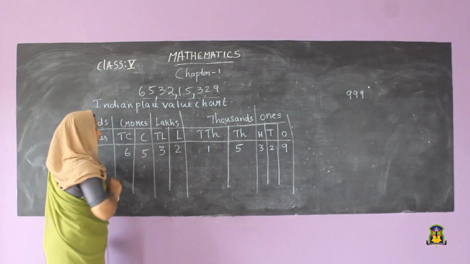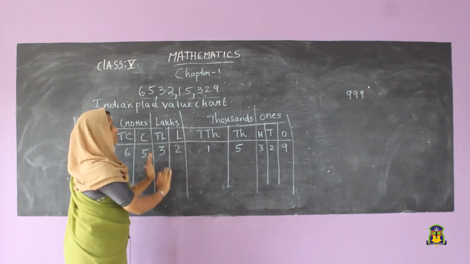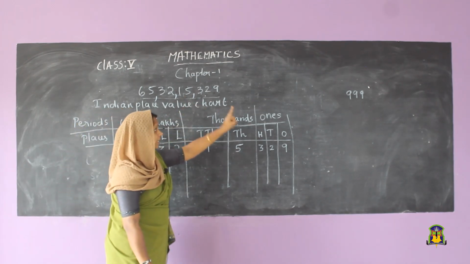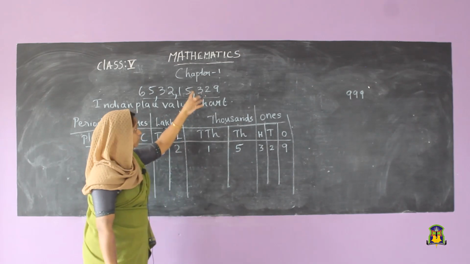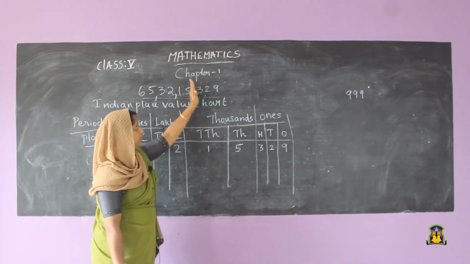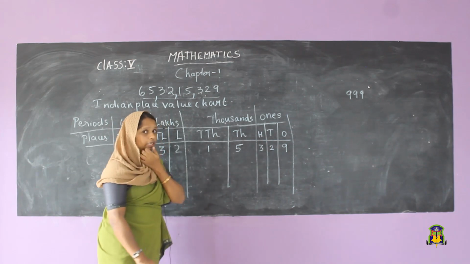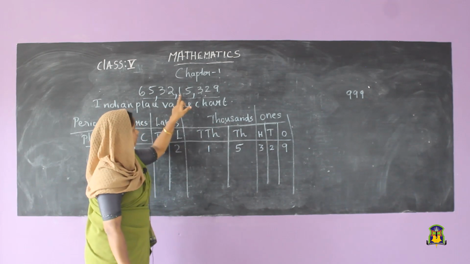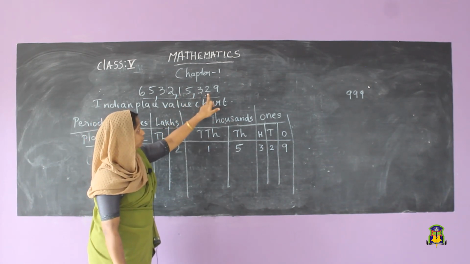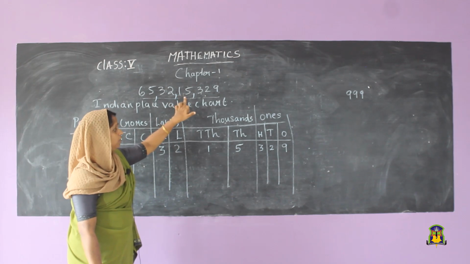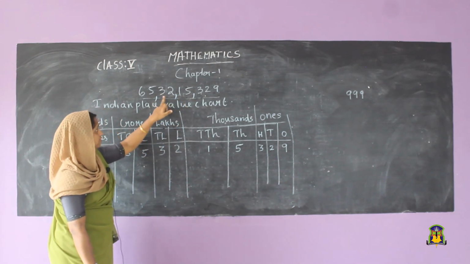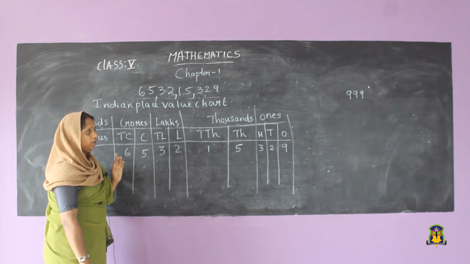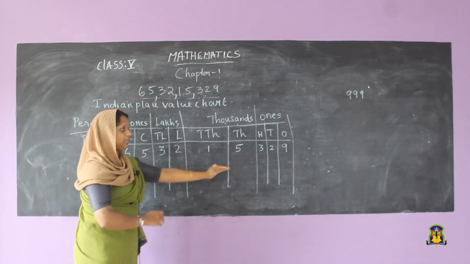Now we write these numbers in this place value chart, and I told you we want to separate it with a comma. So I do that also. Once I separate it with commas, 3 digits will be in the ones place. Next, for the thousands period, for ones period there were 329 and for thousands period 15. Here for lakhs 32 and for crores 65. So now we are ready to read this number.